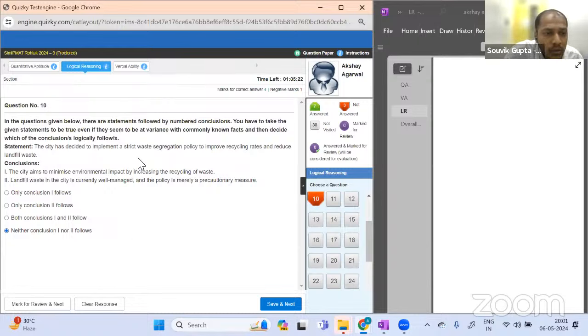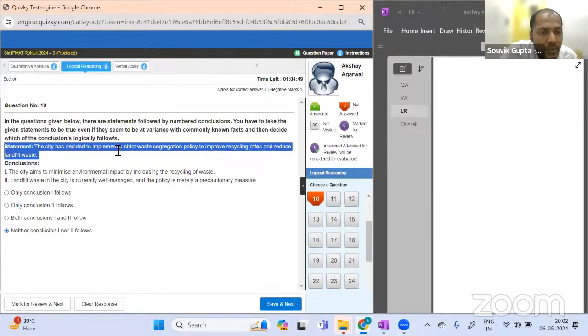The conclusion should be something. Decided to implement this to improve recycling rates and reduce the landfill waste. So landfill waste is not well managed. That is why, and the city aims to minimize environmental impact by increasing the recycling of waste. So no, can't comment on the city has decided to implement strict waste segregation policy to improve recycling rates.